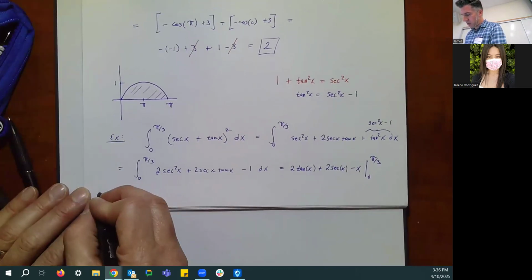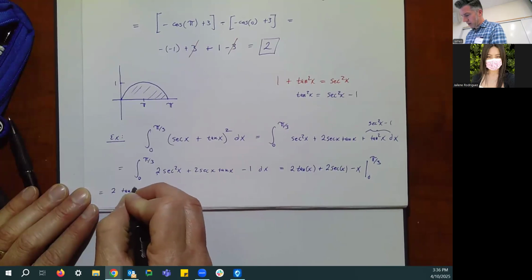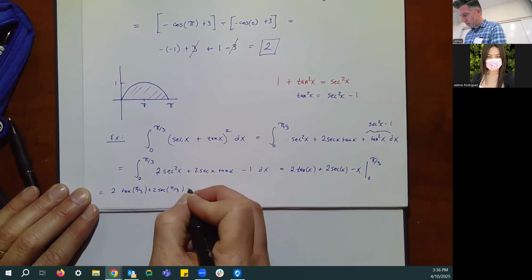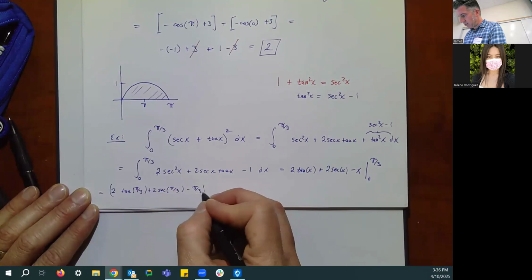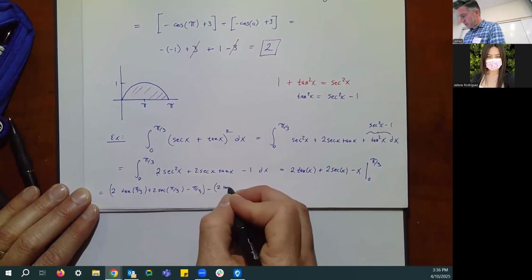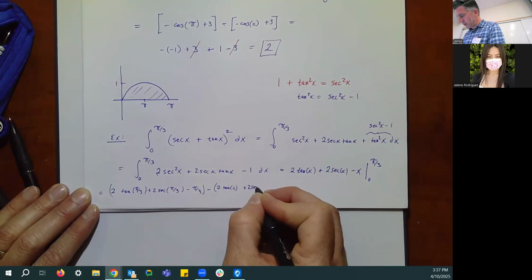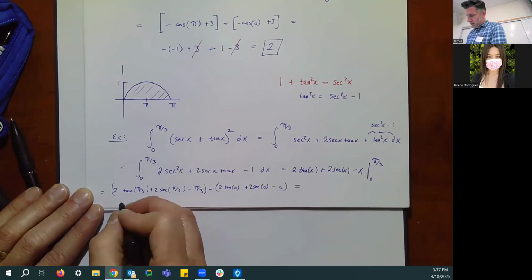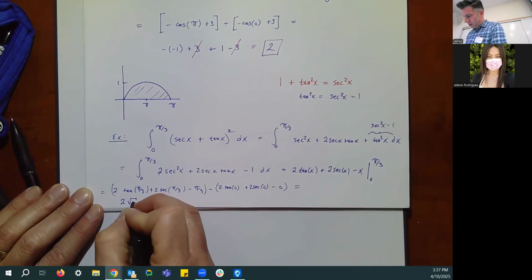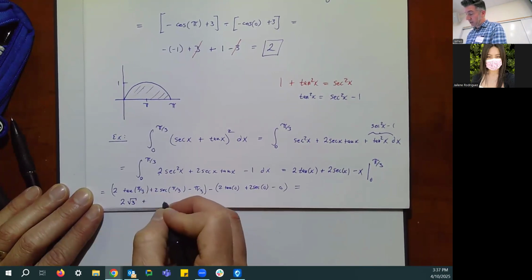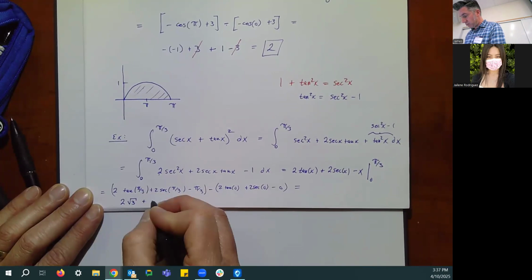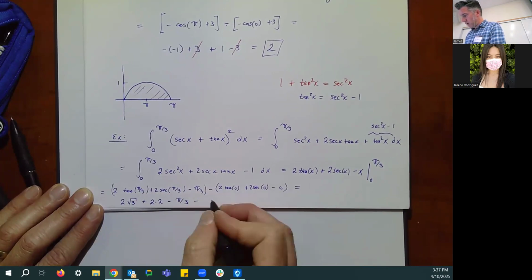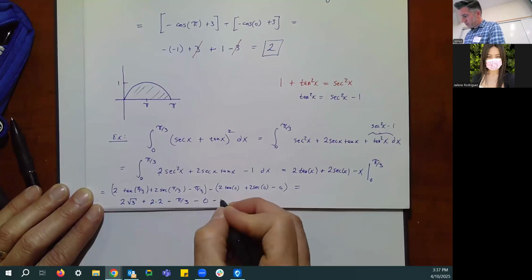So, okay, we're going to get 2 times tangent of pi over 3 plus 2 times secant of pi over 3 minus pi over 3, minus 2 times tangent of 0 plus 2 times secant of 0 minus 0. Simplifying, tangent of pi over 3 is equal to root 3. Cosine of pi over 3 is 1/2, so secant of pi over 3 is 2. And tangent of 0 is 0. Secant of 0 is 1. And we get the 0 there as well.